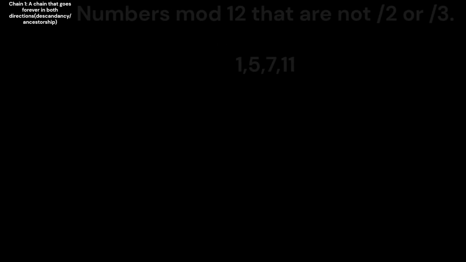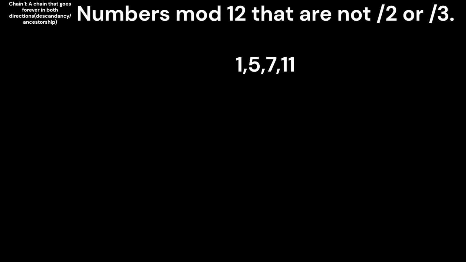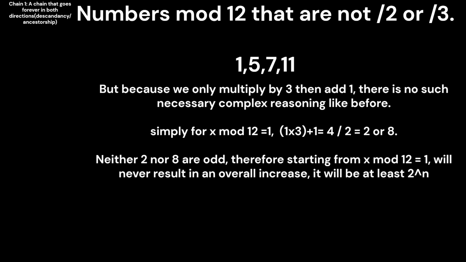Now, let's prove it. Valid numbers in our world, not divisible by 2 or 3, when we mod them by 12, are 1, 5, 7, and 11. But unlike before, using modular divisibility, we can prove this very easily. 1 times 3 plus 1 is equal to 4. Then divide by 2 is equal to 2. And then using modular divisibility, plus 6 is equal to 8. But neither of these options, neither 2 nor 8, are valid numbers inside of our world. Therefore, no such number, x mod 12 is equal to 1, can lead to an immediate increase.